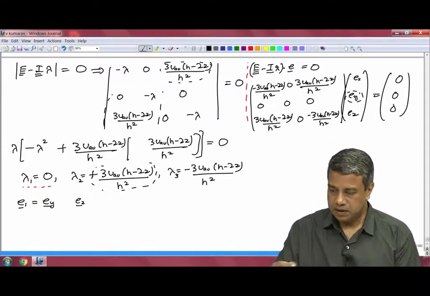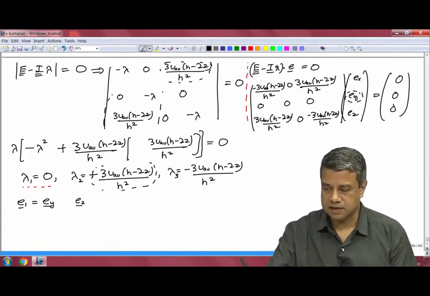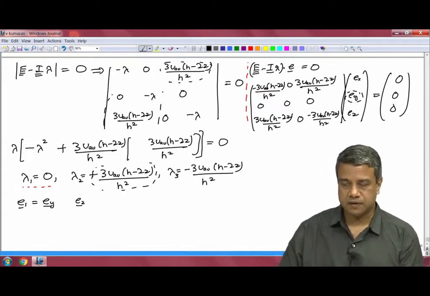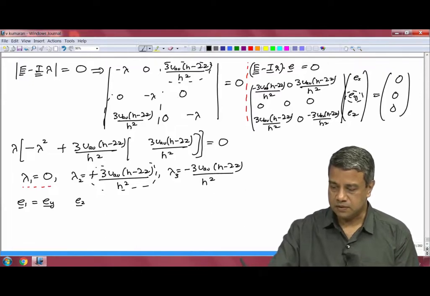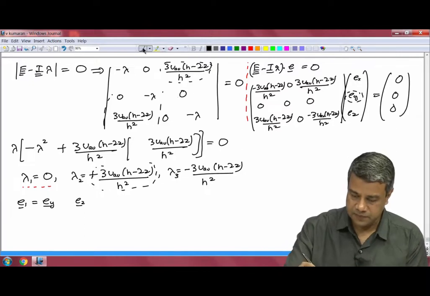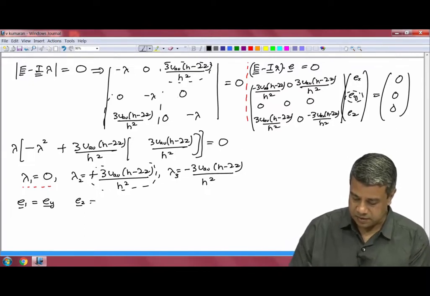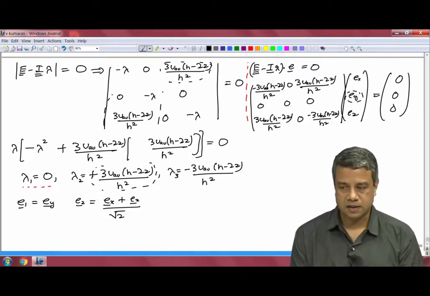Therefore, this relation is satisfied if the component along the x direction and the component along the z direction of the unit vector are equal. If these two are equal, then this matrix equation is identically satisfied. Therefore, the second eigenvector is going to be equal to Ex plus Ez by root 2, because this has to be normalized.